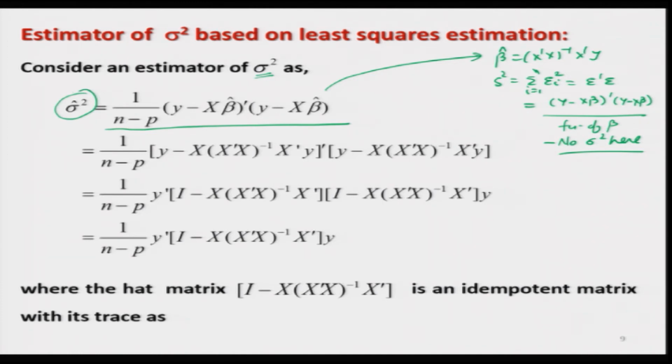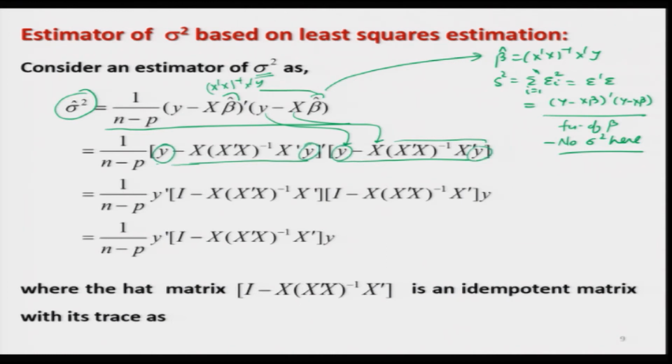Now, if you substitute beta hat equal to (X transpose X) whole inverse X transpose y here and here both, then you will get y minus X (X transpose X) whole inverse X transpose y, and this quantity will have the whole transpose on the whole vector, multiplied by y minus X beta hat, which is (X transpose X) whole inverse X transpose y. Now try to take y outside the brackets.